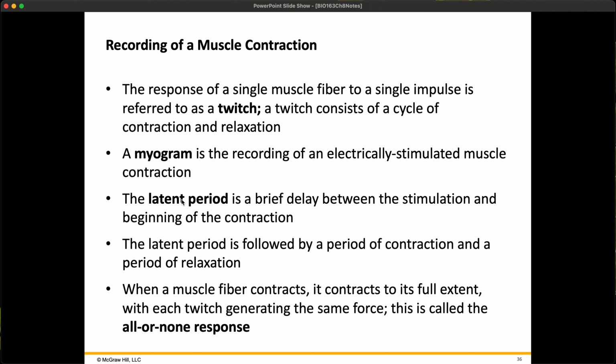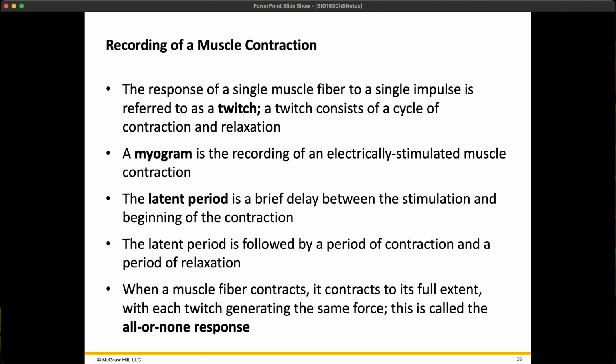And what they notice is that after the stimulation, there is a brief period called a latent period, this little delay between the stimulus and the contraction. That is necessary because it allows the muscle to go through its cycle of relaxation, contraction, over and over again, so that it can actually contract. When it does contract, it contracts to its fullest extent, with each twitch generating the same force. We call that the all or none response. So essentially what this is saying is that once you have a muscle fiber stimulated to contract, it's going to contract fully. It's not like it only contracts a little bit.